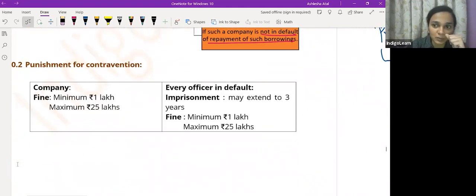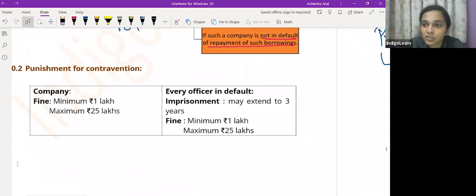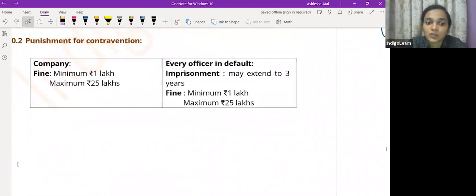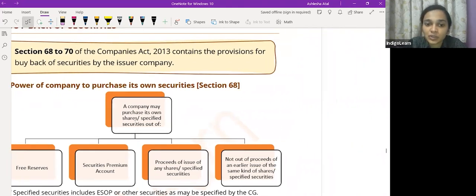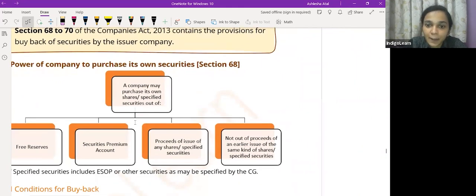And then there's punishment for contravention. Company का minimum fine 1 lakh, maximum 25 lakh. Officer in default may be punished with imprisonment, which may extend up to 3 years. Minimum fine is 1 lakh and maximum is 25 lakh. This is punishment for contravention of Section 67. So under Section 67, we have understood that company के ऊपर prohibition है from purchasing its own securities. But Section 68 में जब हम जाएंगे, Section 68 में we are going to talk of buyback and the prohibitions with regard to buyback of the company.